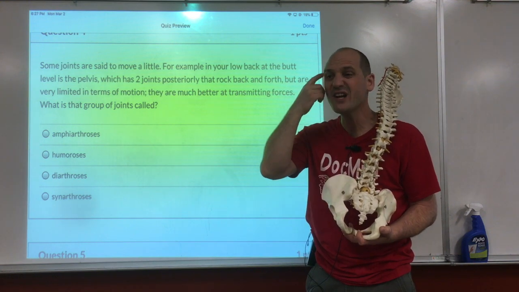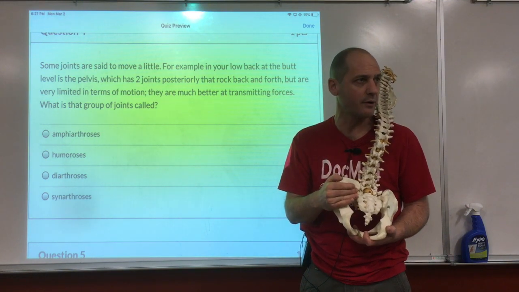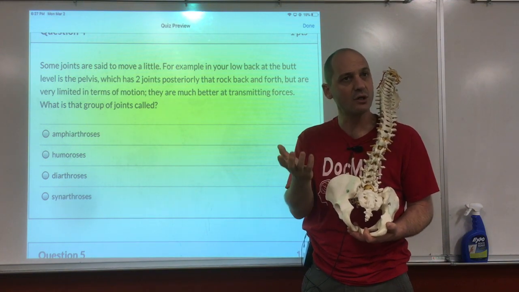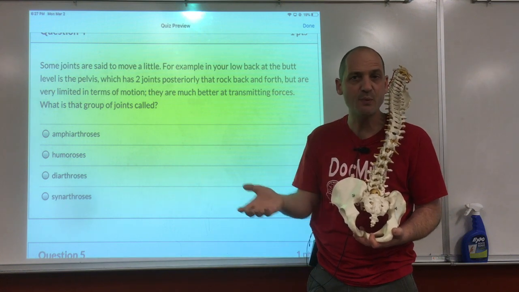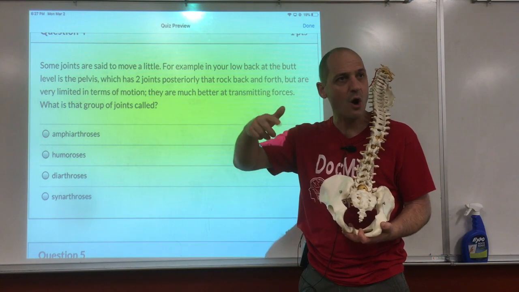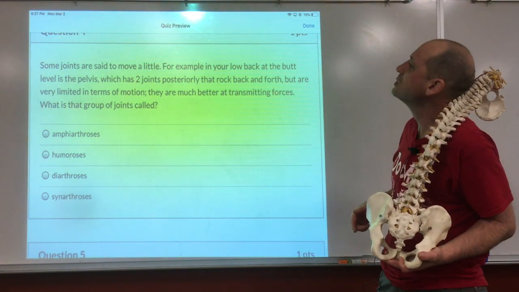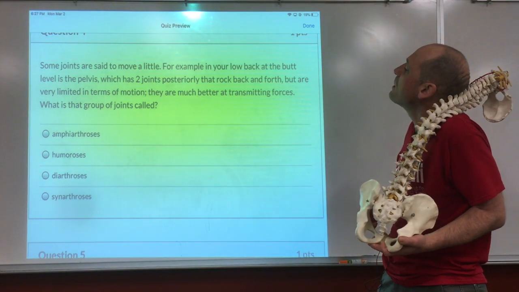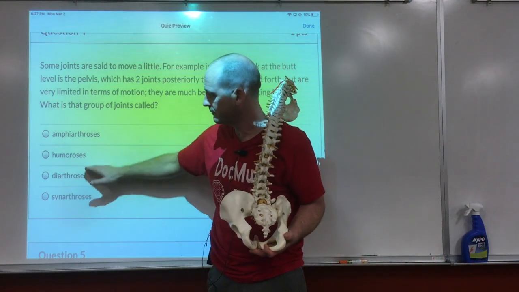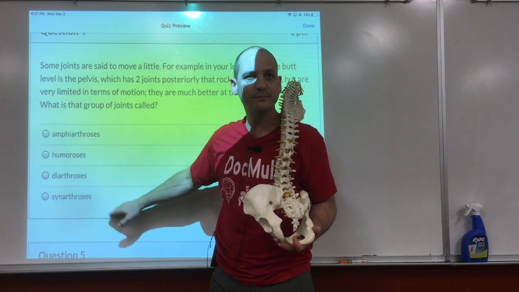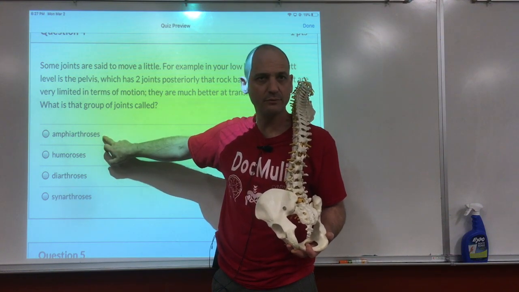When you look at joint names, they're always describing which bones are connected to one another. So that's actually a good system. So it might be difficult words to hear and see, but you can figure out where they're coming from and what is involved in them. You just have to slow it down enough. So those are very limited. They move much better, transmitting forces. What is the group of joints called? Amphiarthrosis.